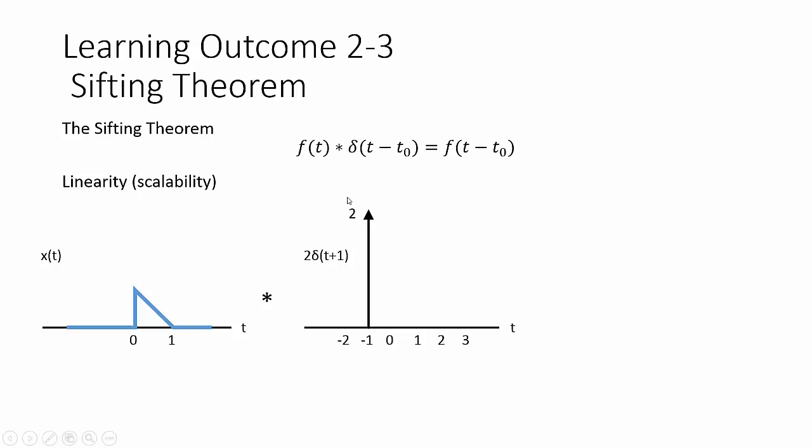Scalability also applies. This 2, remember, is area, not amplitude. And even though the amplitude still is just infinity, because 2 times infinity is still infinity, we tend to draw our impulses taller when they have a larger area, just because it makes us feel good. It's not necessary to do so. And x of t convolved with 2 times delta of t plus 1 will be 2 x of t plus 1. Here, the change in amplitude is necessary. Addition also applies. Just distribute x of t to both terms.